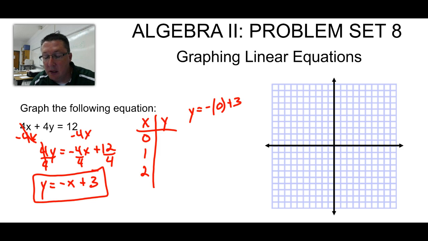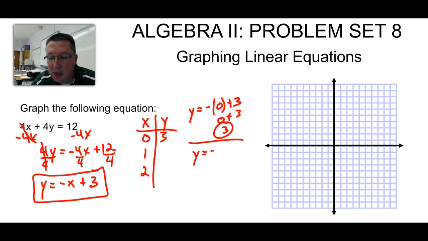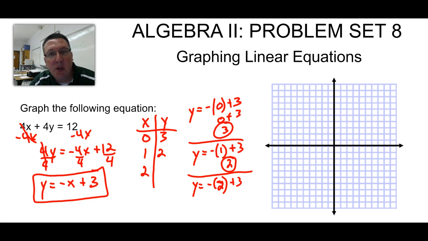and solved for y. So negative 0 is just 0, plus 3 is 3. So when x is 0, y is 3. That's an ordered pair that we will put on the graph. Okay, then I do the same with 1. Be careful with that negative sign. That makes it negative 1 plus 3, which is 2. And then last we plug in a 2. Negative 2 plus 3 is a 1.